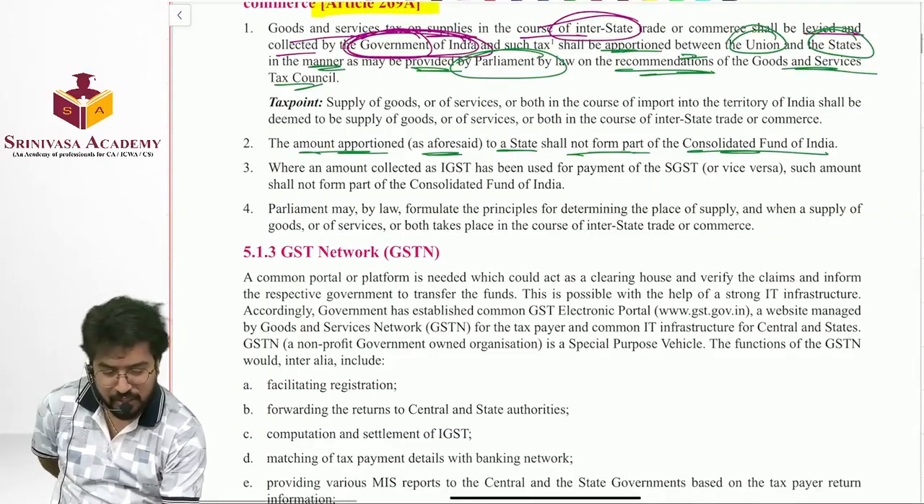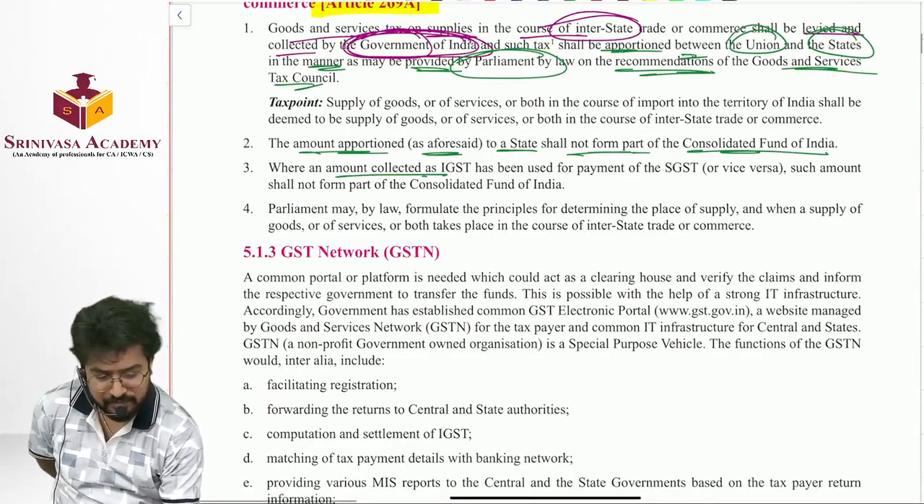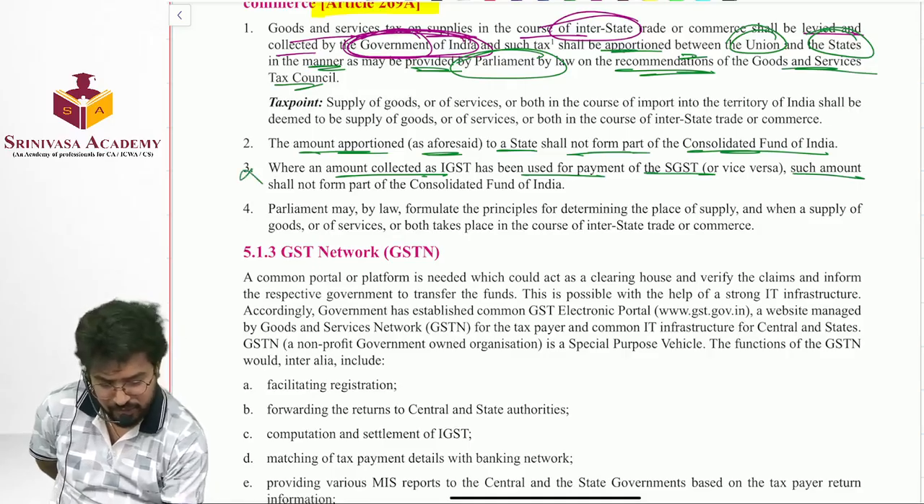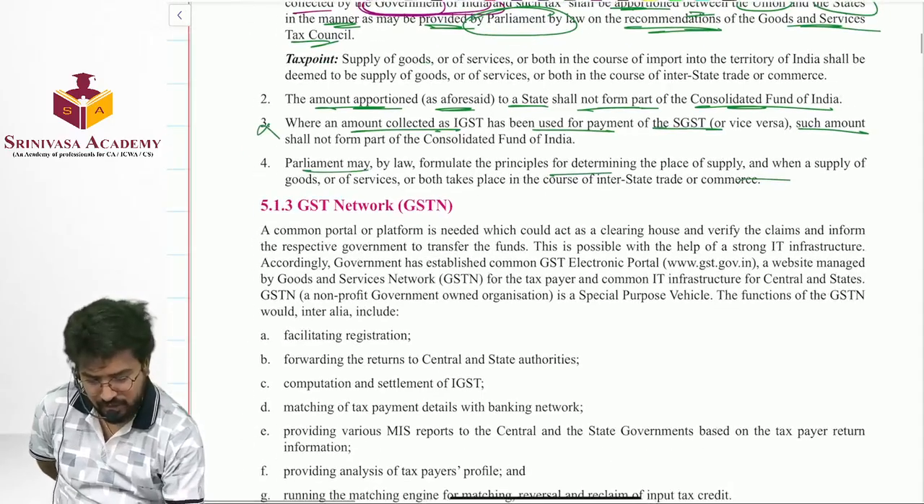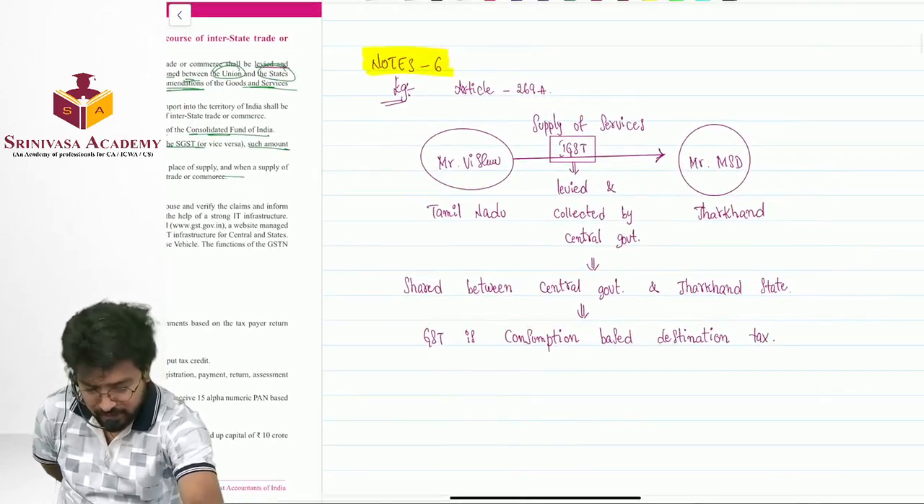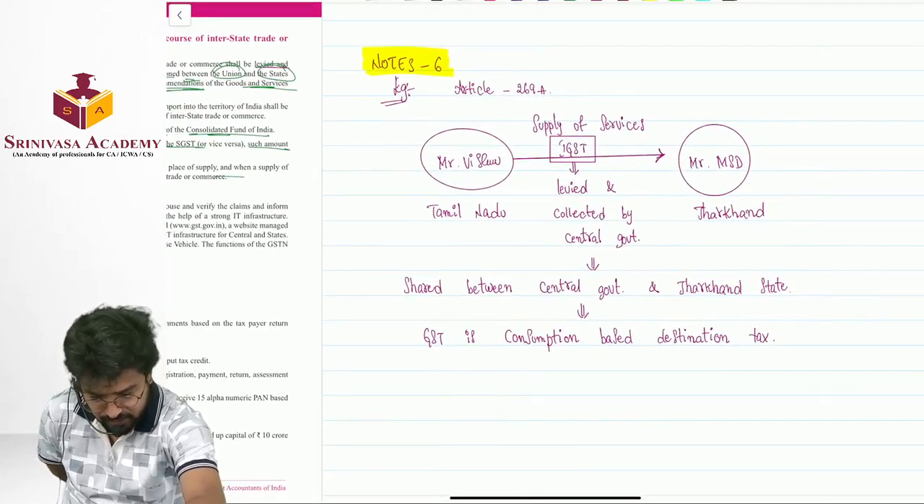What is next one? Amount collected as IGST used for payment of SGST. All these things, this is not relevant for you. Don't worry. These are not required points. Leave it. Not a problem. Okay. Clear till now? Shall we continue?